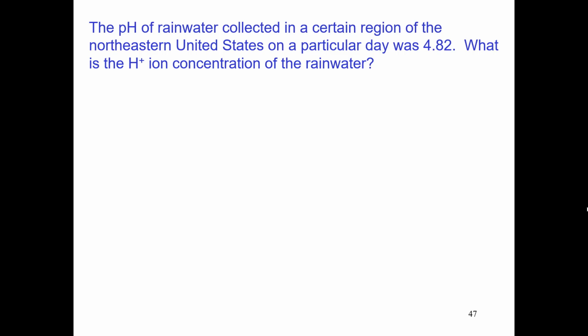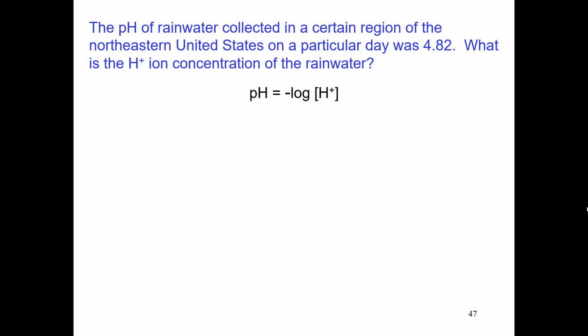Okay, practice time. The pH of rainwater collected in a certain region of the northeastern United States on a particular day was 4.82. What is the hydrogen ion concentration of the rainwater? Okay, give you a moment to pause. Here is the formula for pH. If you want to pause the video and do the calculation, and we'll come back.